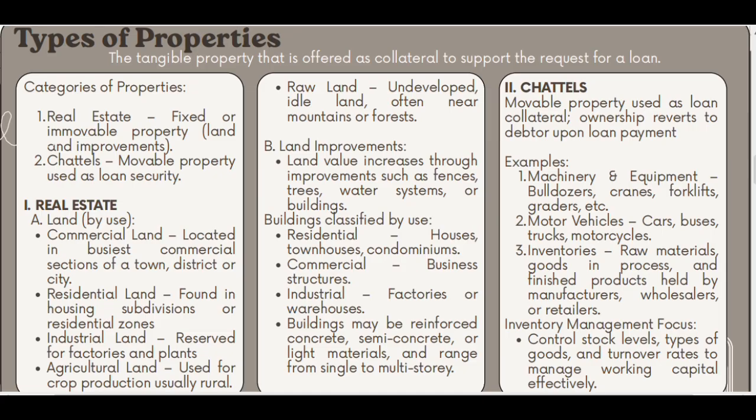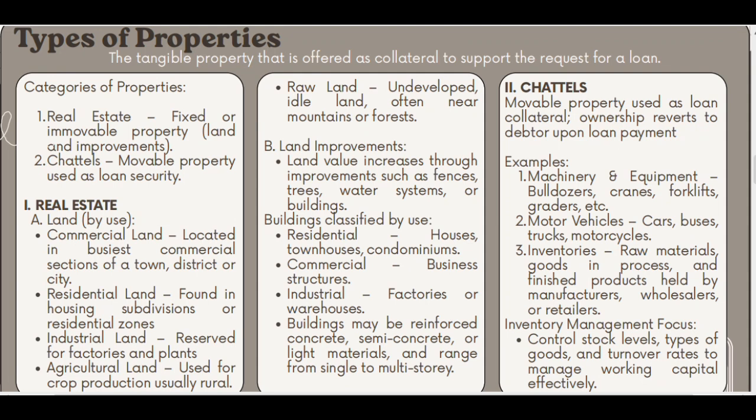Next is the industrial land, reserved for factories, plants, and other industrial activities. An example here is a large tract of land used for an automotive manufacturing plant. It is valued according to its proximity to transportation hubs and utility infrastructure. Next, we have the agricultural land used for crop production and farming, typically found in rural areas. A perfect example here is farmland used for growing corn and soybeans. It is valued based on soil quality, water rights, and crop yields.